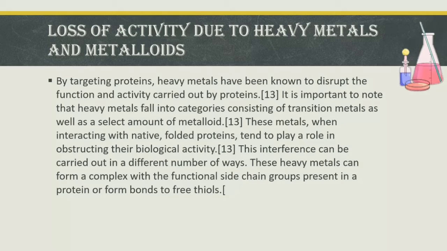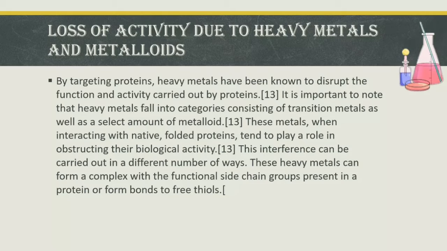By targeting proteins, heavy metals have been known to disrupt the function and activity carried out by proteins. It is important to note that heavy metals fall into categories consisting of transition metals as well as a select amount of metalloids. These metals, when interacting with native folded protein, tend to play a role in obstructing their biological activity. This interference can be carried out in a number of different ways.